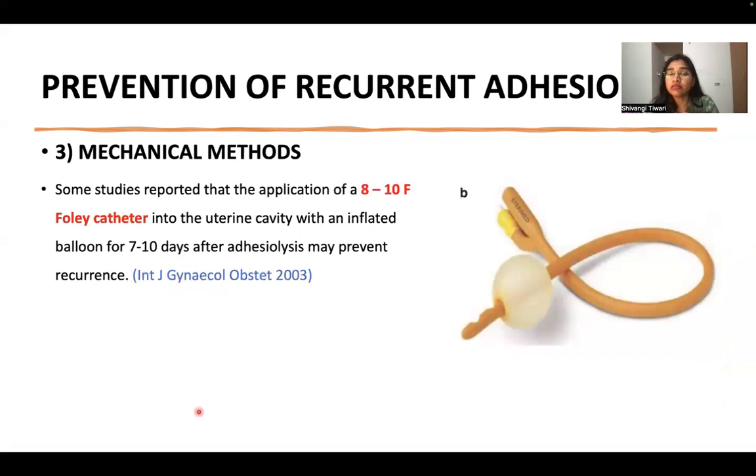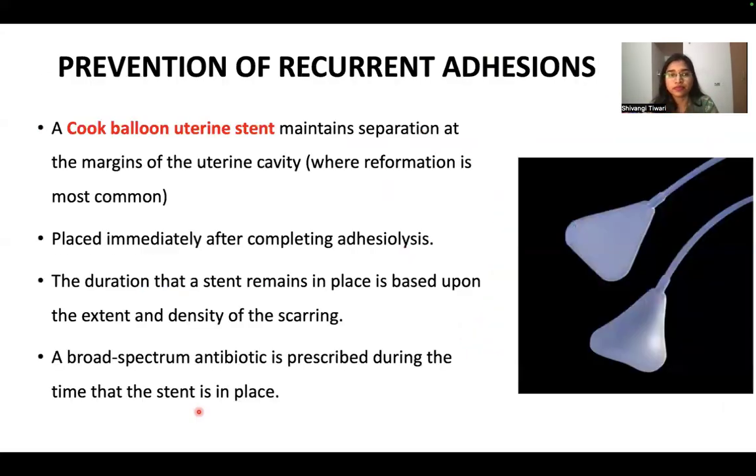Next method is we can use mechanical methods. Foley's we can use. Some studies reported that if we apply an 8 to 10 French Foley catheter into the uterine cavity with an inflated balloon for 7 to 10 days after adhesiolysis, it may prevent recurrence. तो जैसे आपने hysteroscopic adhesiolysis किया, आपको 8 to 10 French Foley catheter inflate करके for 7 to 10 days in the uterine cavity छोड़ देना है.